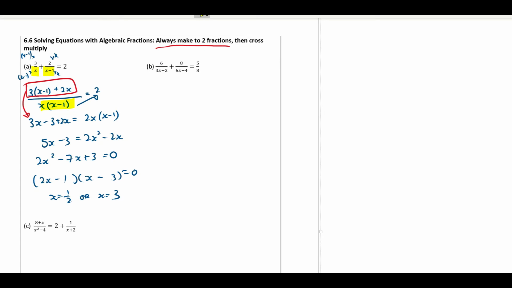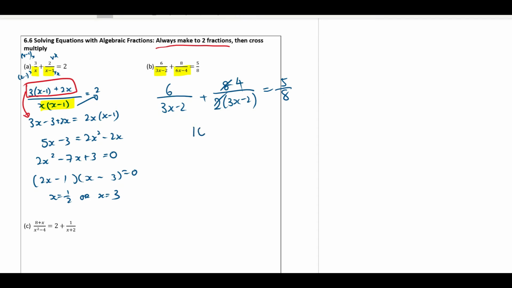Alright, next, any relationship between the denominators? Yes, there is. 6 over 3x minus 2 plus 8 bracket, okay, 2 bracket 3x minus 2 equals to 5 over 8. Now, don't be so excited. Oh, now immediately I can times 2 here. Yes, you can. But you realize that this 8 and this 2, you can actually cancel them. And you make them a lot simpler.